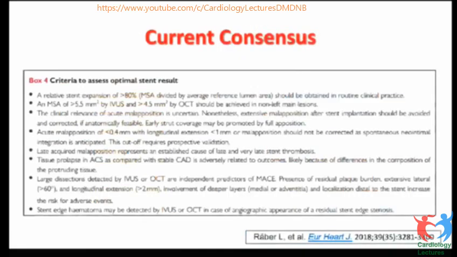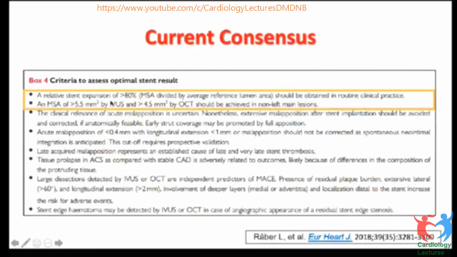Okay. So what does the current guideline recommend? The current guideline recommends a relative expansion criteria of more than 80% of the average of both the reference lumen areas. Or if you want to go for an absolute area criteria for IVUS, it should be more than 5.5 millimeter square. For OCT, it should be more than 4.5 millimeter square.